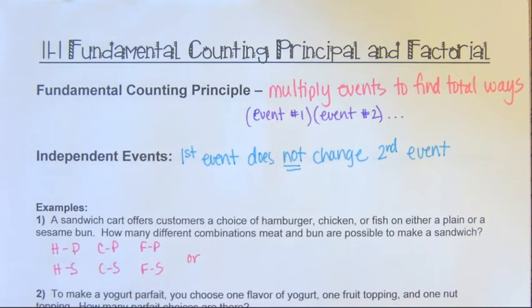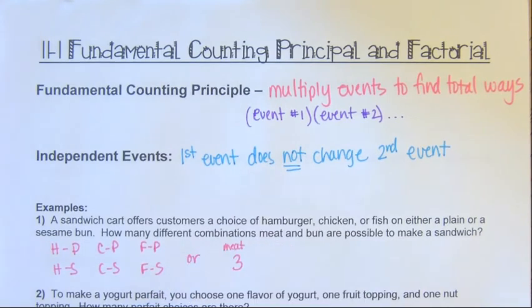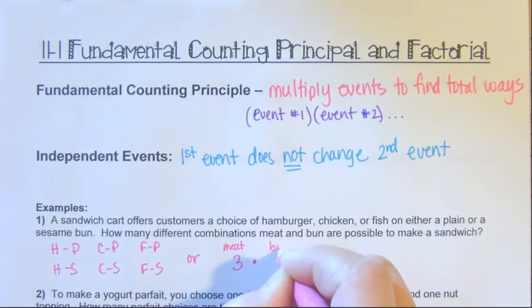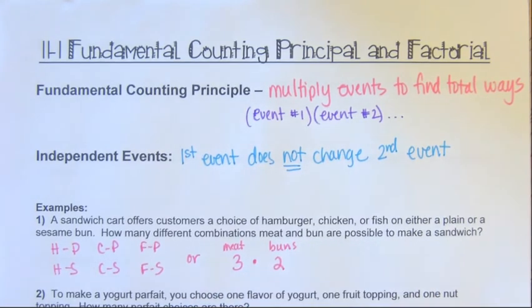The fundamental counting principle says you could just take the types of meat, so we have 3 types of meat, and multiply that by however many buns we have to pick from, which is 2. 3 times 2 is 6. So we have 6 possible sandwiches. You don't have to label this, but all right, let's try another one.